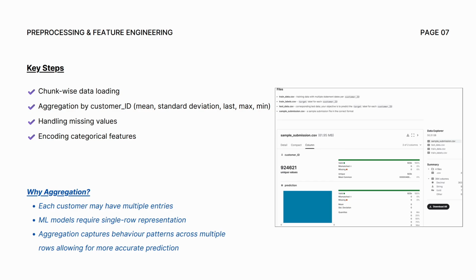We had to handle missing values, although in some cases the models would natively support the handling of missing values. And lastly, for categorical features, we had to encode them so that the models would be able to train on them. So why aggregation? Because each customer may have multiple entries and our machine learning models required a single row representation. So this was a way to capture behavior patterns as opposed to concrete values themselves.